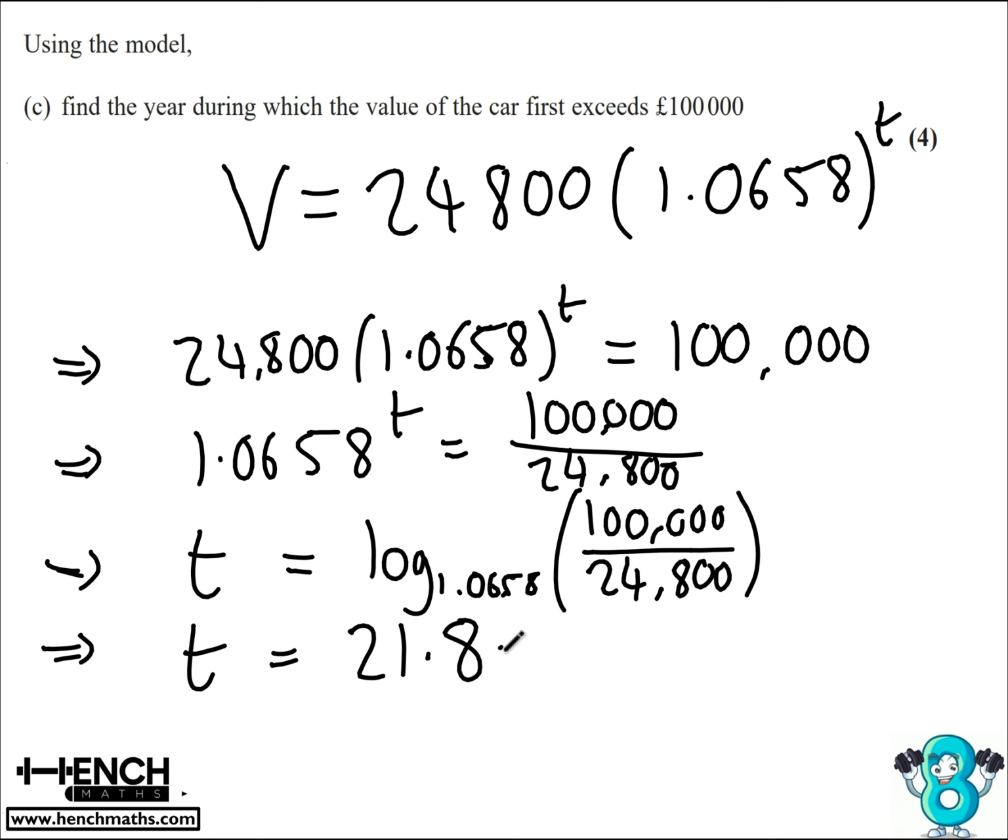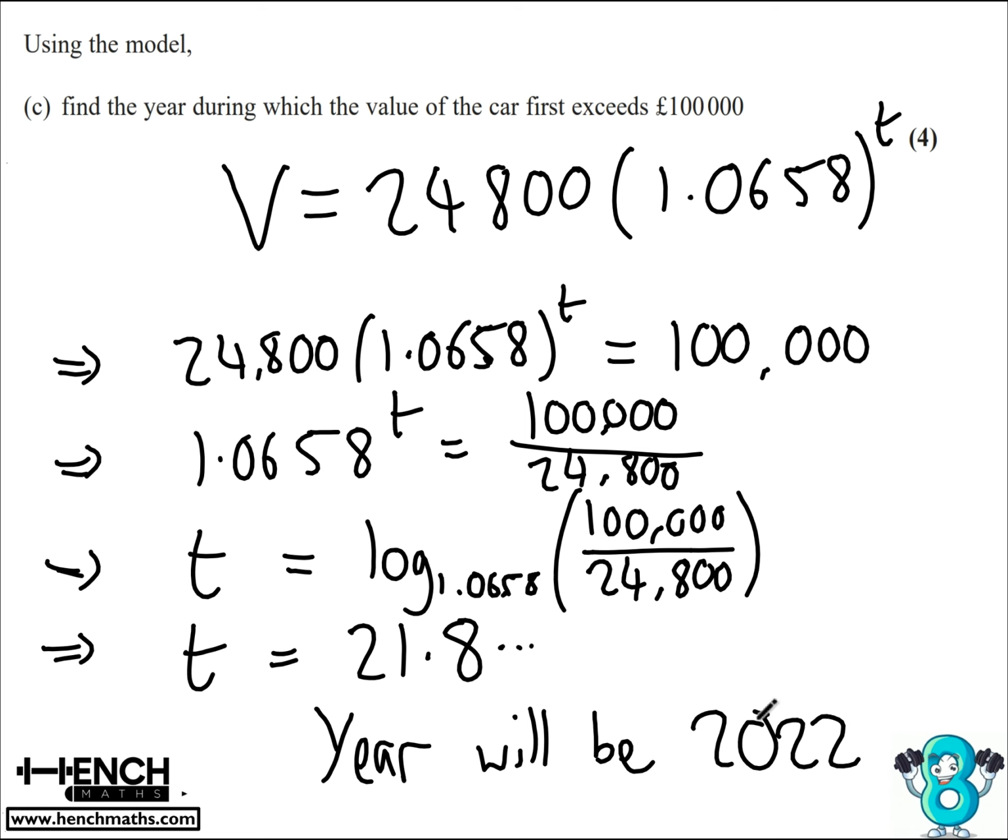That's going to give us t equal to 21.8. Because we began on the 1st of January 2001 and we want the year in which it would exceed, it would actually happen in this 21st year. It would be towards the end of the 21st year. So after 2001, that implies the year will be 2022. For all of 2023, it will be above 100,000, but partway through 2022, it will exceed 100,000. So that's our answer to part C.